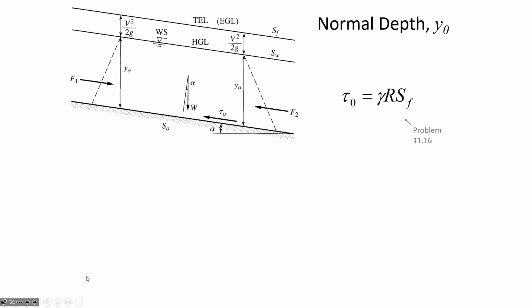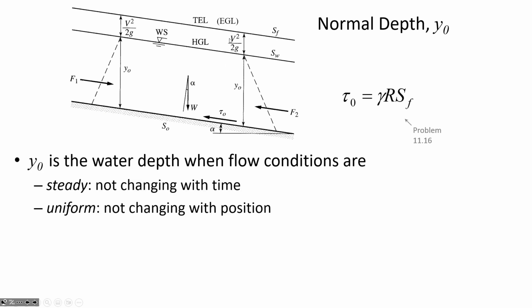All right, so just back to this diagram again. We've got the water surface, the energy grade line. Here is the channel bottom. All three of them are parallel. So Y naught is called the normal depth. And it's called the normal depth because it's what will occur when there are steady, uniform conditions. So it's not changing with respect to time, not changing with respect to position.